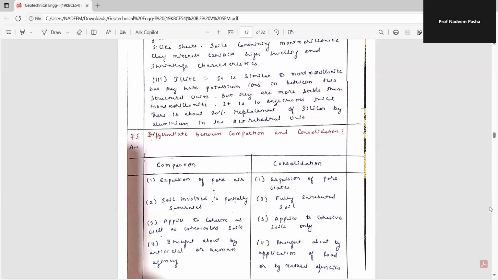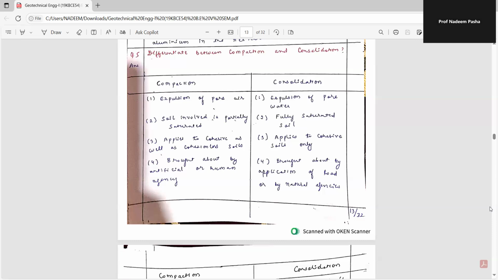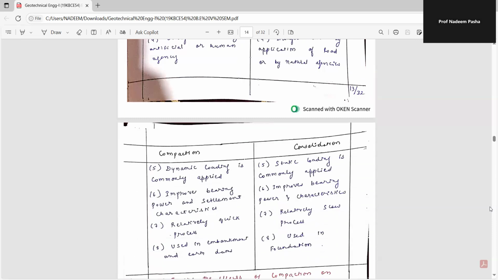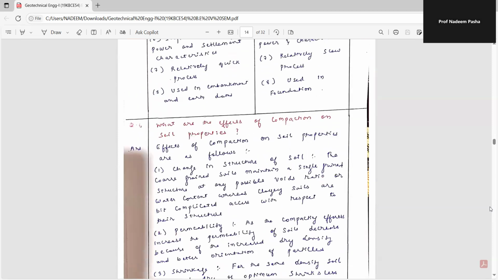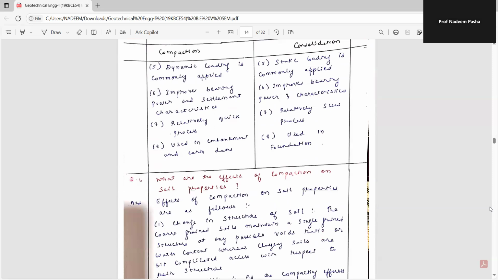Compaction is brought about by artificial or human agency, whereas consolidation is brought about by the application of load or by natural agencies. Fifth difference is that dynamic loading is commonly applied in case of compaction, whereas in case of consolidation, static loading is commonly applied.